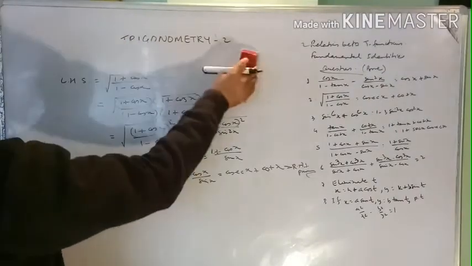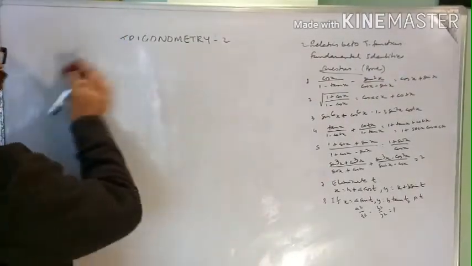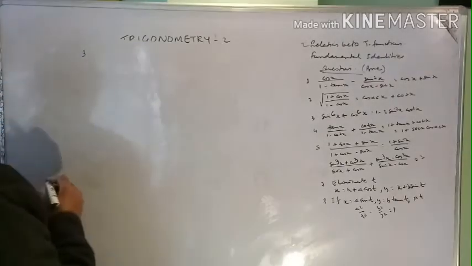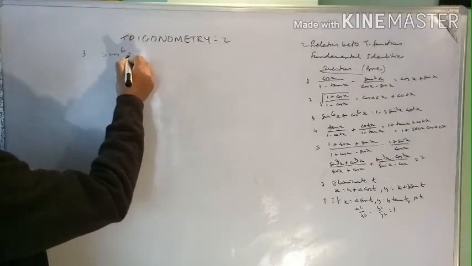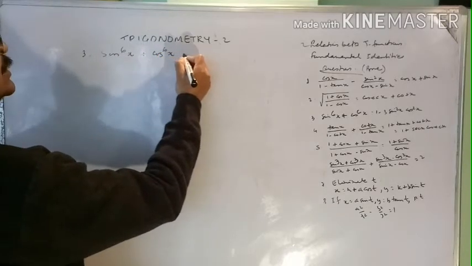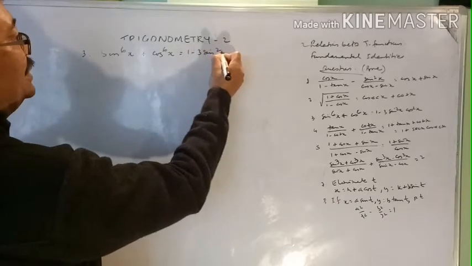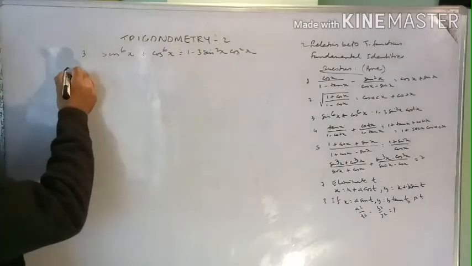Now we take the other one. Next question. Question number 3. Here it's given sin to the power 6 x plus cos to the power 6 x is equal to 1 minus 3 sin square x cos square x. So we have to prove.